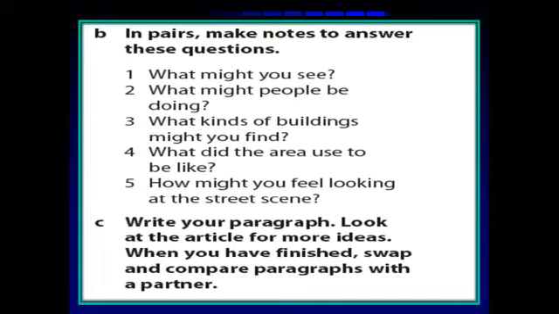What might you see? In pairs, make notes to answer these questions. What might you see? What might people be doing? What kind of buildings might you find? What did the area used to be like? How might you feel looking at the street scene? So now you have to write your paragraph. Look at the article for more ideas. When you have finished, swap and compare paragraphs with a partner.